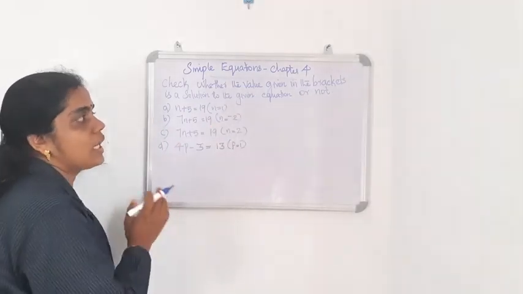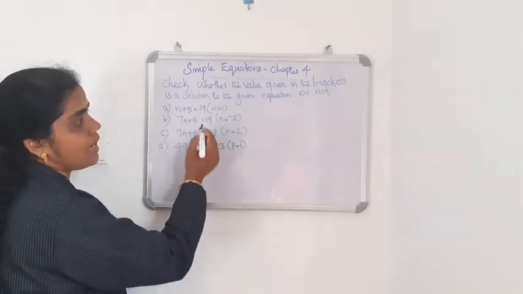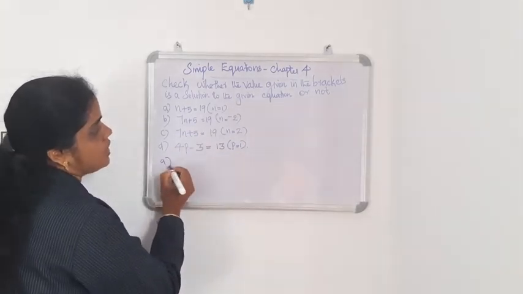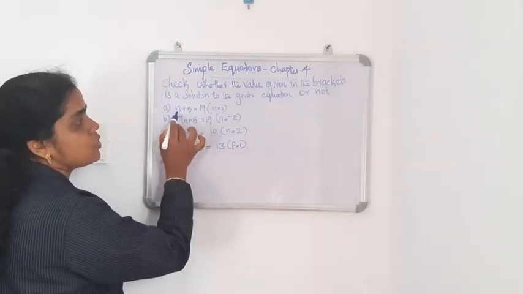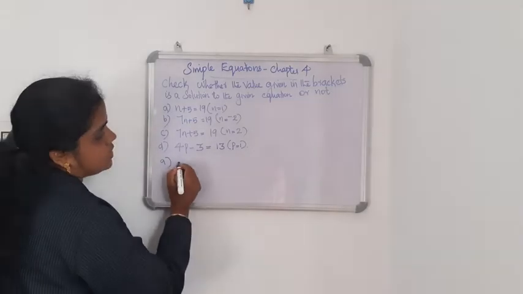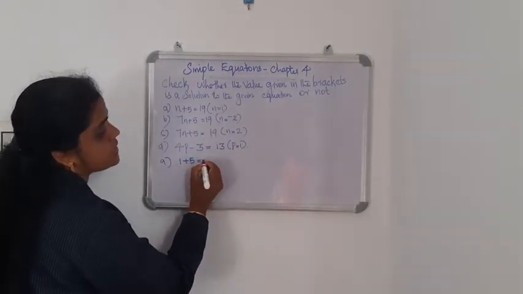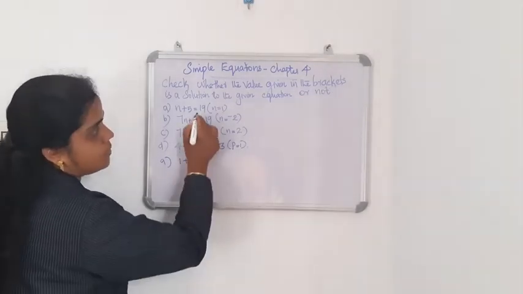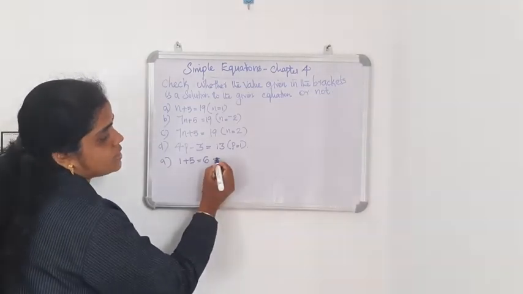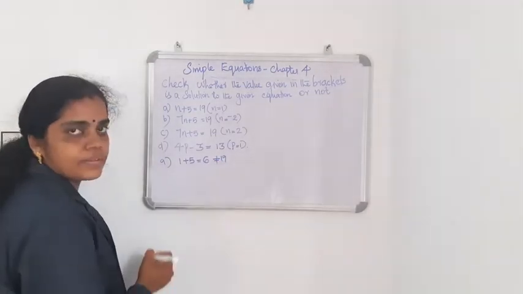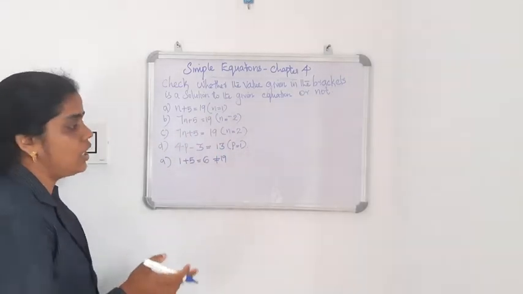Okay. So first question, n plus 5 equal to 19. Is n equal to 1 a solution or not? That is the question. So we can substitute the value of n here. Instead of n you can write 1. 1 plus 5, what is 1 plus 5? It is 6. But what is given on the right side? It is 19. So it is not equal. So n equal to 1 is not a solution of the equation.